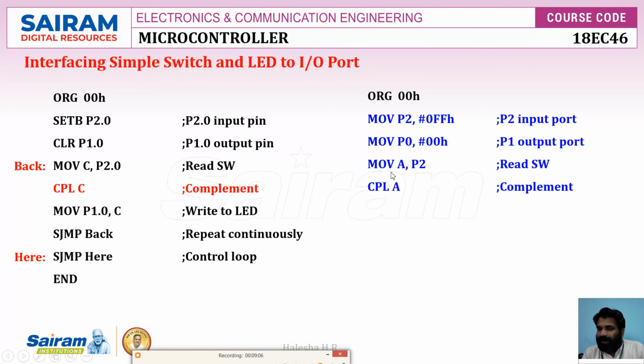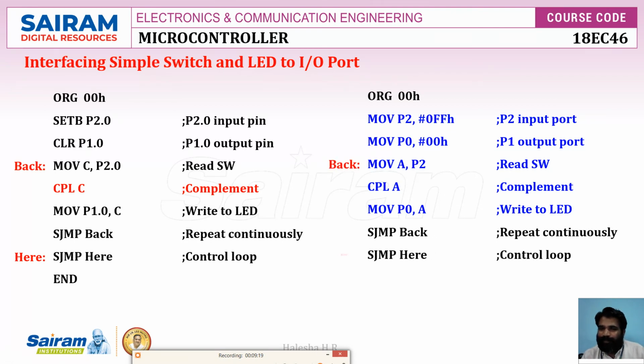Read the status of the switches and complement it. Here we use CPL C, here we use CPL A. Then copy into port 0. That's all, our thing is the same. Only the change is that here we do an individual bit, here we use the whole port. This is the change in the program.